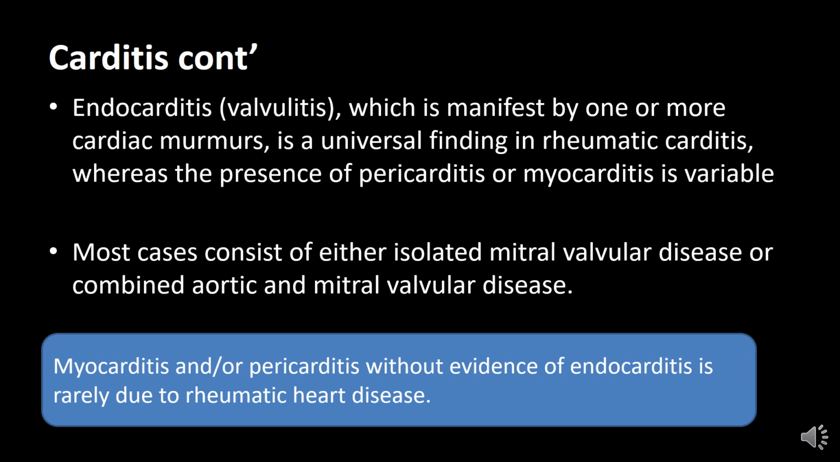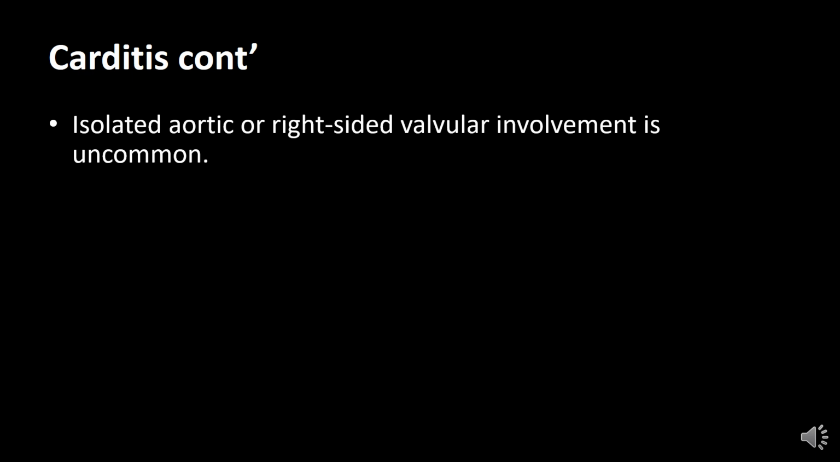So pay attention to the child who presents with myocarditis and pericarditis without the involvement of endocarditis. It may not be rheumatic fever or rheumatic heart disease. Like I already said, isolated aortic or right-sided valvular involvement is very rare, very uncommon. Commonest is mitral, then aortic, or both. But no, it doesn't skip mitral. Mitral is the first culprit.